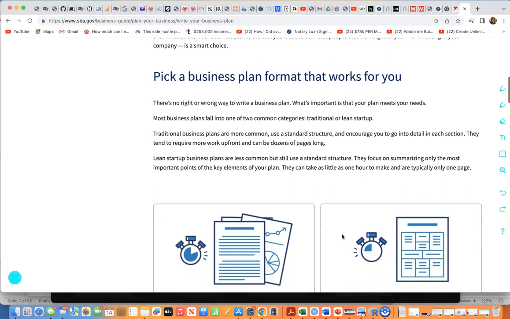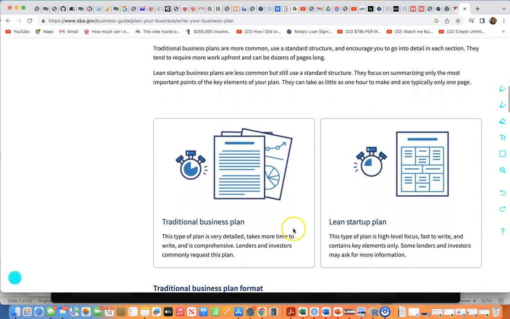What they're telling us here is you can pick the business plan that you need, and we have basically two categories of business plans that we see in use today. The first one is a traditional business plan. It's very detailed. It takes longer to write it because it is a comprehensive report. Oftentimes, lenders and investors will want to see this plan. So if you're going to a financial institution to borrow money, you're probably going to have a traditional business plan.